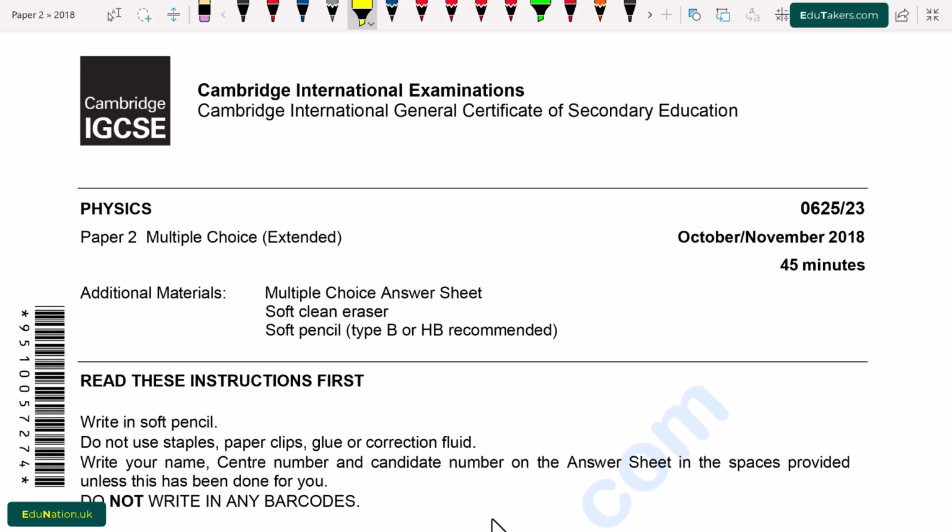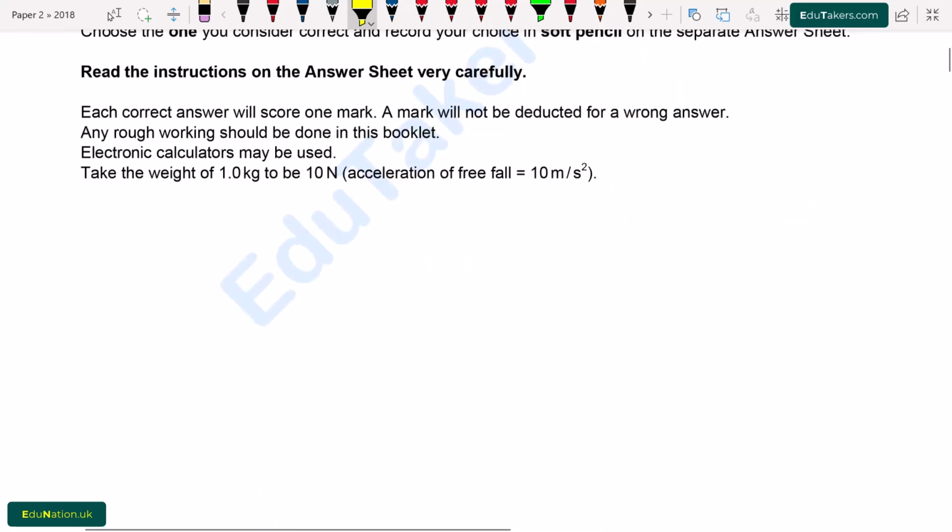Today we are going to solve Cambridge IGCSE Physics Paper 2 Multiple Choice Extended held in October-November 2018, and the paper code is 0625 with variant 23. So let's start from question number 1.